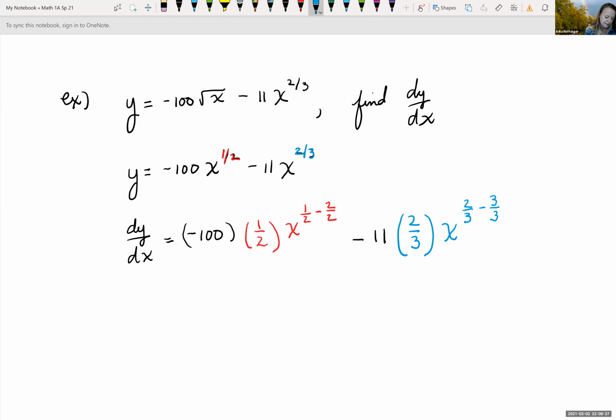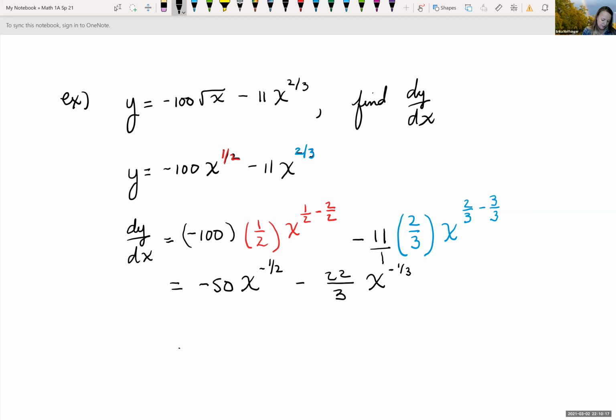And so let's just go ahead and simplify this. So 2 goes into negative 100, negative 50 times. So I have a negative 50 here. x raised to the 1/2 minus 2/2. That's a negative 1/2. Minus, nothing simplifies here, but when multiplying fractions, you multiply straight across, so 11 times 2. So this is negative 22 over 3. x raised to the 2/3 minus 3/3. So that would give me a negative 1/3.